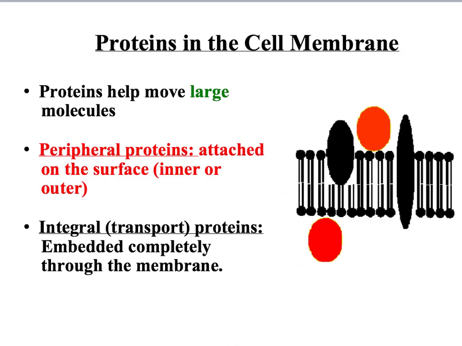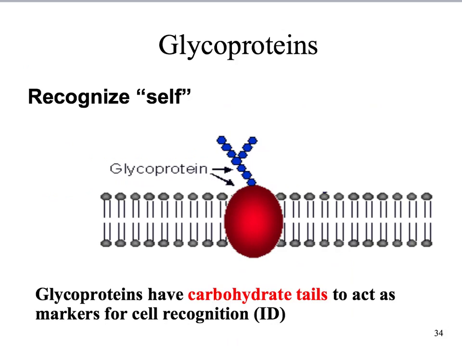The cell membrane also contains proteins. We have peripheral proteins, which are attached to the surface or to the sides, and we have the transport proteins, which are also called integral proteins, and they help transport materials through the cell membrane. The glycoproteins are just another type of protein that have carbohydrate tails attached to them. Remember, the carbohydrate tails are the ones that help with cell-to-cell recognition.